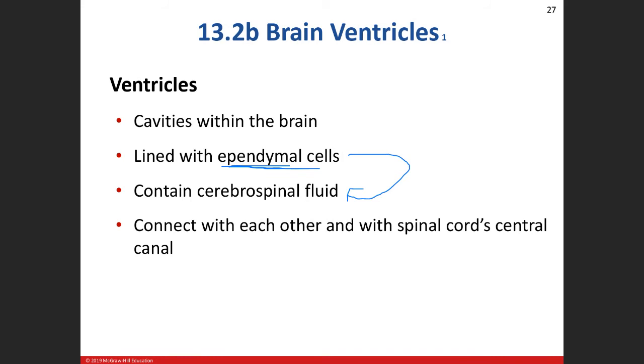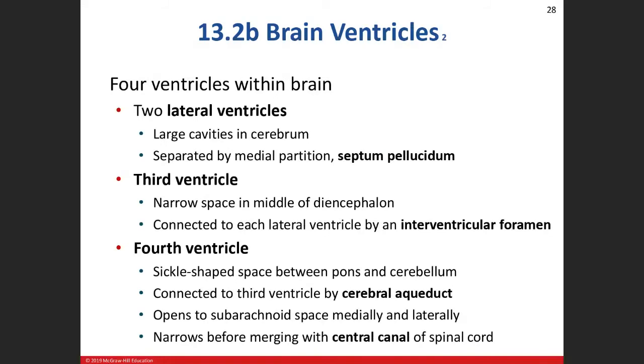But again, these are just spaces or cavities in the brain, and they're filled with the cerebral spinal fluid. We'll talk about what the cerebral spinal fluid does in a couple of slides. So here you go, 4 ventricles. You have 2 side by side, one on the right, one on the left, so we call those the lateral ventricles.